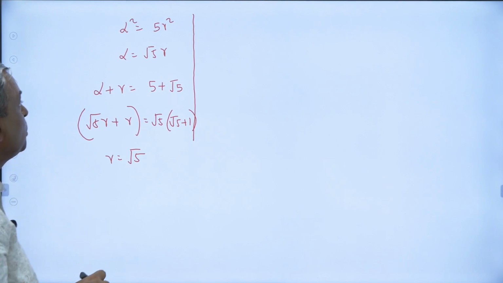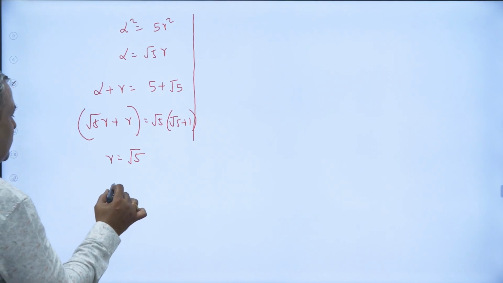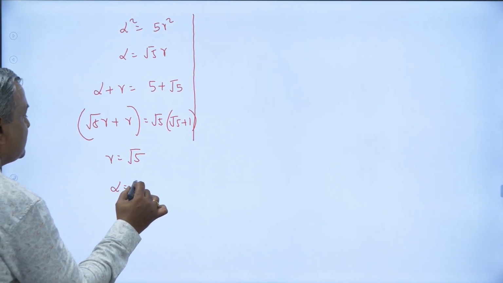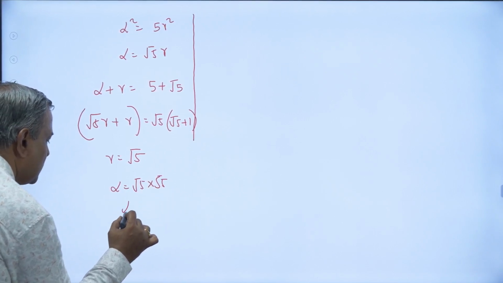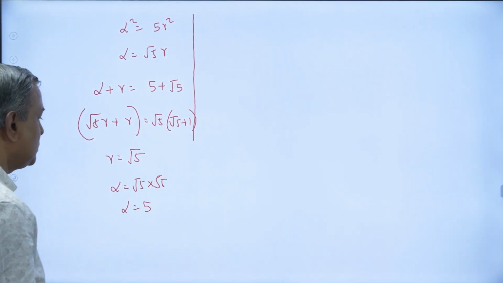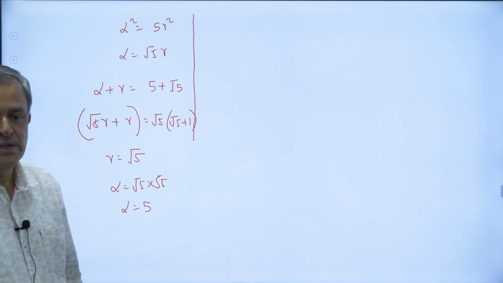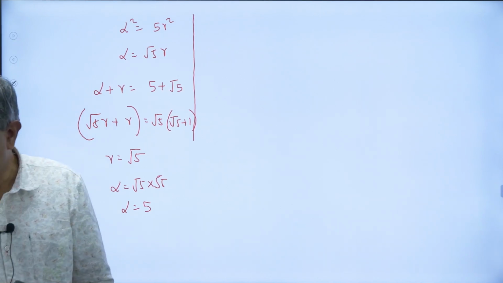When R is equal to root 5, what is alpha now? Alpha is equal to root 5 into root 5, which gives alpha is equal to 5. So these values we got it.